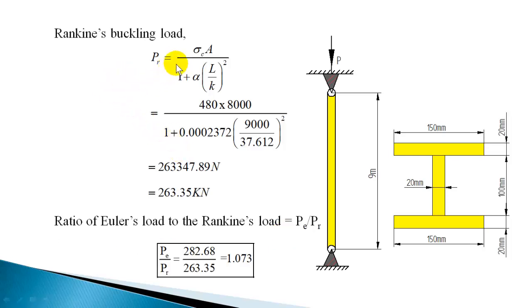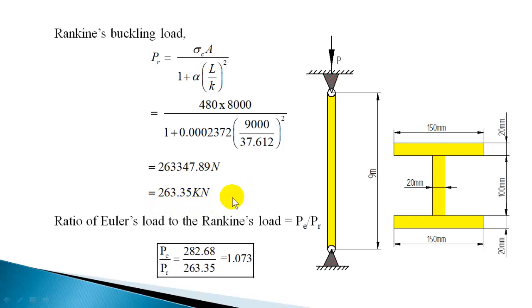Now you can find Rankine's failure load. Rankine's failure load is sigma c A divided by 1 plus alpha into L by k square. Sigma c is 480, area of cross section is 8000, alpha you can substitute, effective length is 9000, and least radius of gyration is 37.612. Substituting this, you get the failure load given by Rankine's formula as 2,63,347.89 Newton, or 263.35 kilonewton.